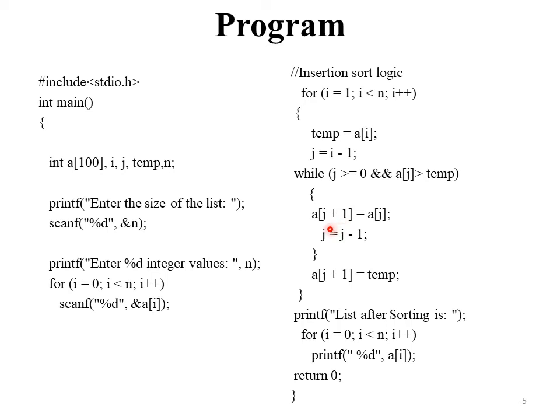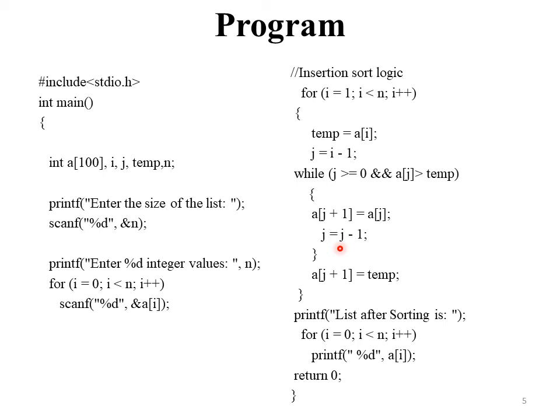The statement is a of j plus 1 equal to a of j. Here the value of j is 0, and 0 plus 1 is 1. So we transfer the value of a of j to a of j plus 1, meaning we transfer the 0th index value to the first index. Now the 0th index is empty. So we decrement j: j equal to j minus 1.